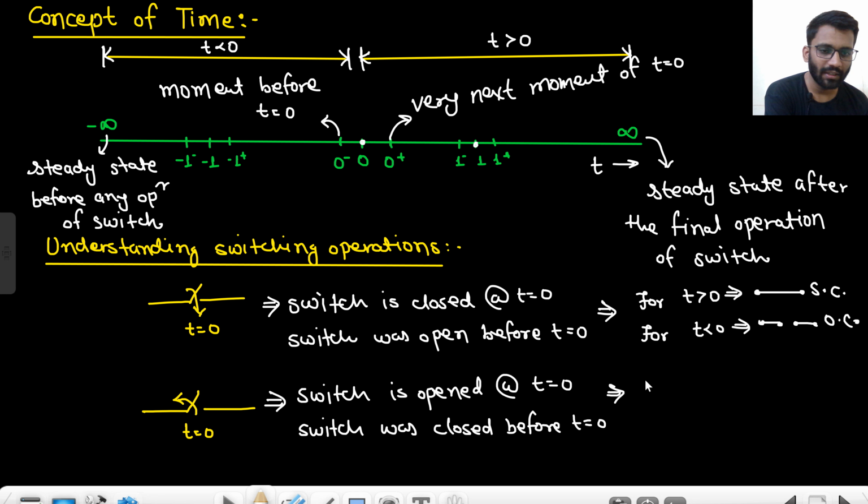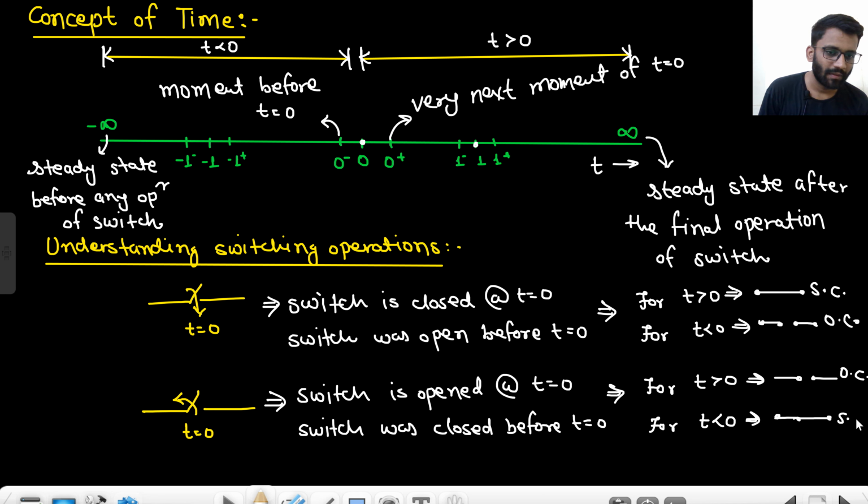So what does this final sign mean? That means for t greater than 0, it will be open circuited. You just need to understand this point, nothing else. For t greater than 0, it will be open circuited because at t equals 0 we are opening it. And for t less than 0, what was it? It was short circuited, right? Because you can see the sign. They are opening it at t equals 0, so before that it was shorted. So this is the final meaning. I hope you have understood the concept of time.